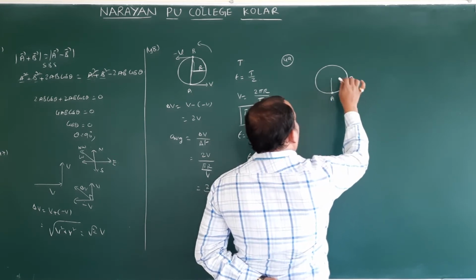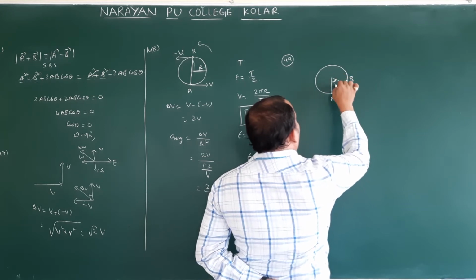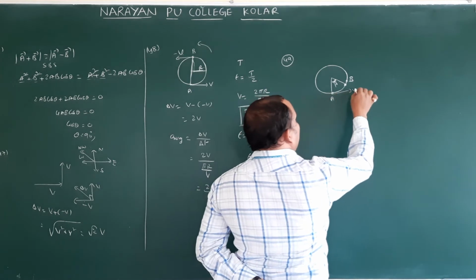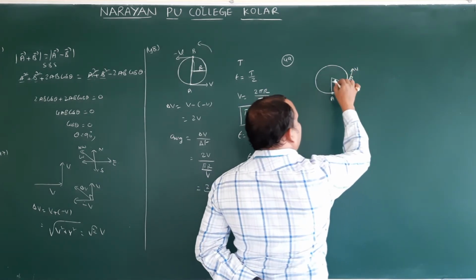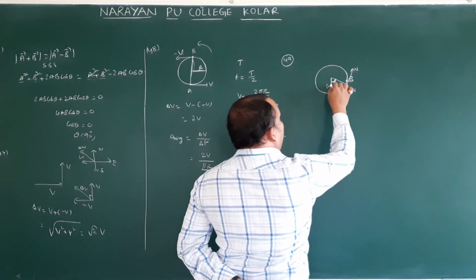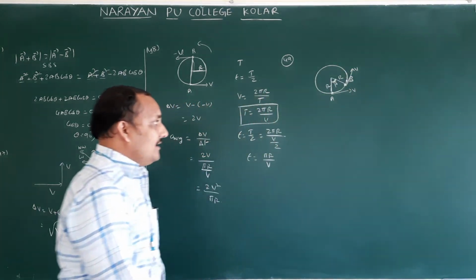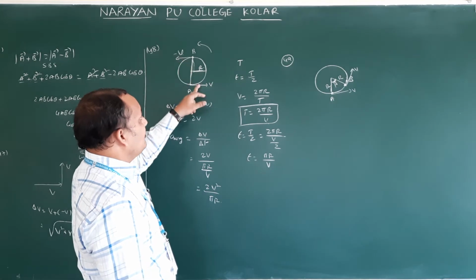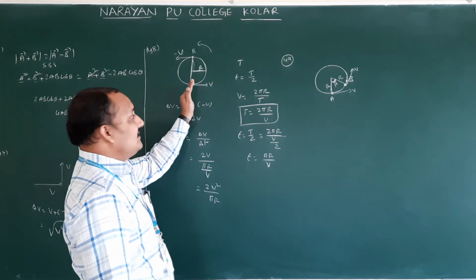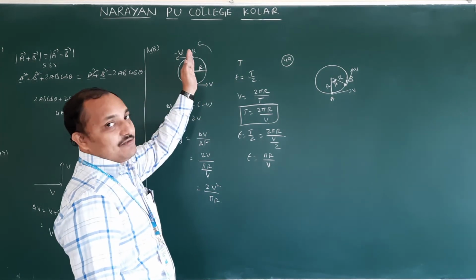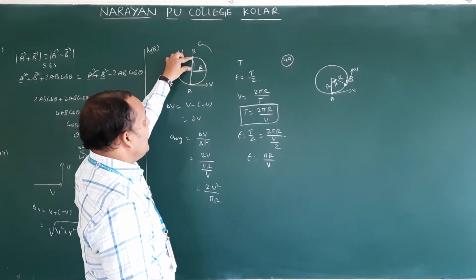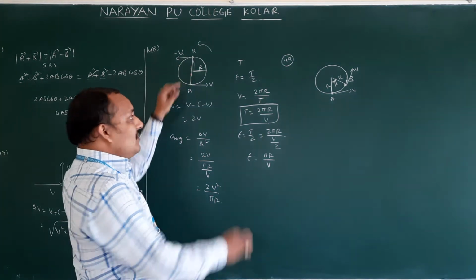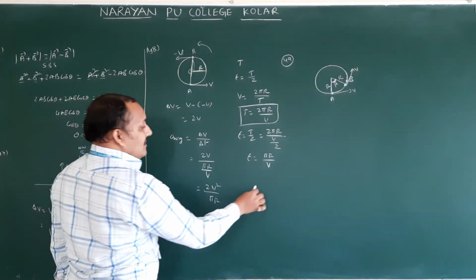This one you can assume B. This angle is beta. Here what is the velocity means? This one. This is radius. Okay. So what is the angle between V and V? Angle between V and V. This V is like this, this V is like this. Opposite means 180 degrees. What is the angle between this radius vector? That is also 180. Isn't it?